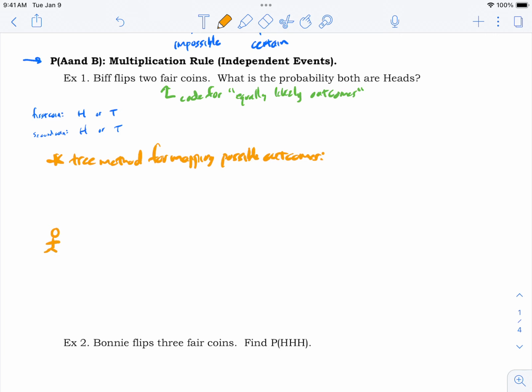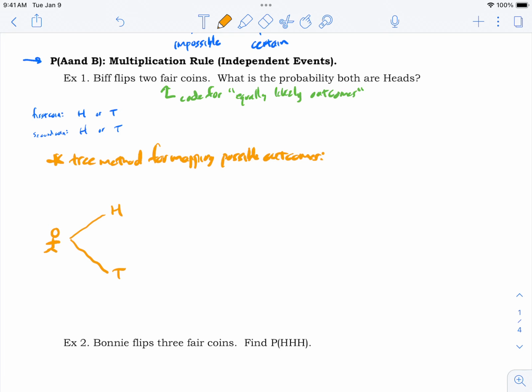So there you are, or there Biff is. Biff is in his universe. He's all happy as a clam. But the universe for Biff is about to split into two alternate realities. In the first alternate reality, he flipped the coin and it came up heads. In the second alternate reality, he flipped the coin and it came up tails.